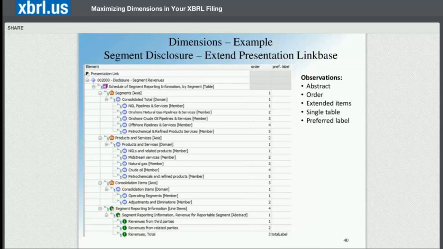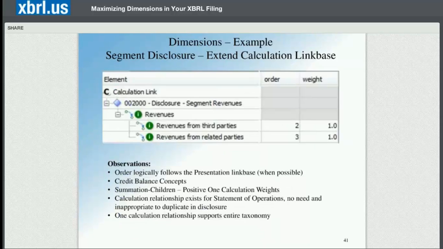Okay, you'll also notice that the revenues total, that's the revenues line item that we previously saw. The total is a preferred label. Remember, a label is just a name for a concept in a given relationship. Here, revenues is the total of third and related party revenues. Somewhere else, it would not be a total, and therefore it would just be revenues. So again, that's a preferred label, and you can see in the far right column of our presentation link base that I gave it a preferred label, a total label. Everything that does not have a preferred label defaults to what is called the standard label.